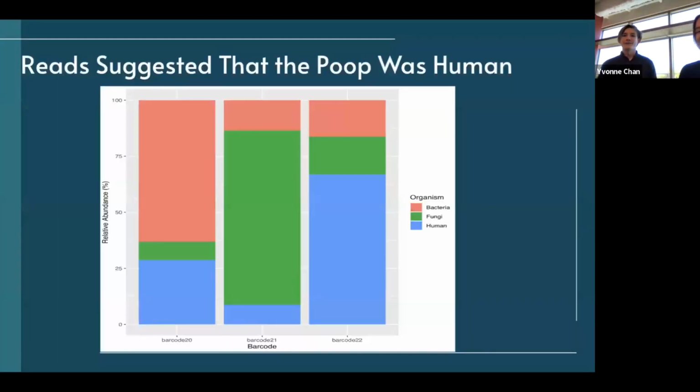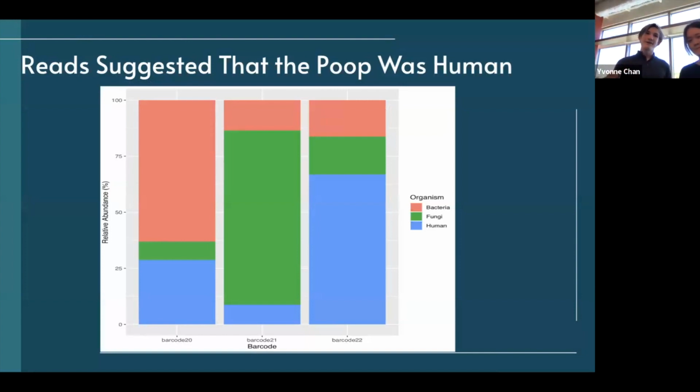This is the results from our eDNA analysis. So we found that the DNA that was most frequently detected in the poop was that of human, which led us to believe that it was not turtle feces that we were collecting. Another point of evidence that suggests that it was not turtle feces is that we found no turtle DNA being amplified in the barcodes.